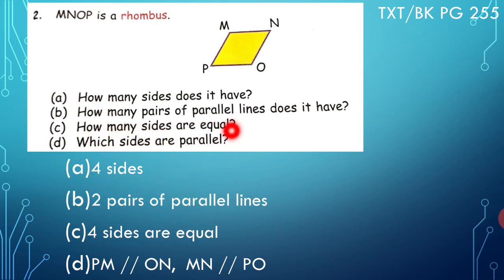How many sides are equal, students? All the 4 sides are equal in a rhombus. So please write here 4 sides are equal. Which sides are parallel? Now you have to show which sides are parallel. You can see PM is parallel to ON and MN is parallel to PO.